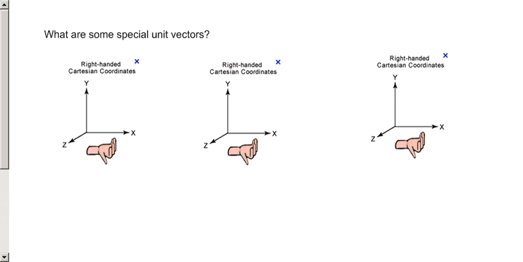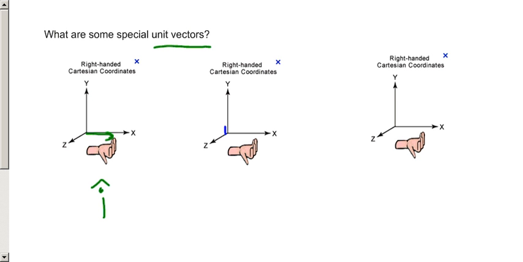So the first special unit vector has a length of 1 in the x direction. So imagine this vector here that has a length of 1 just in the x direction. And when it's just in the x direction and it's a unit vector, we call it a special vector, which is i. And because it's a unit vector and special, it's written with a little hat, and that's the symbol for the vector. Well, the i is a unit vector in the x direction.